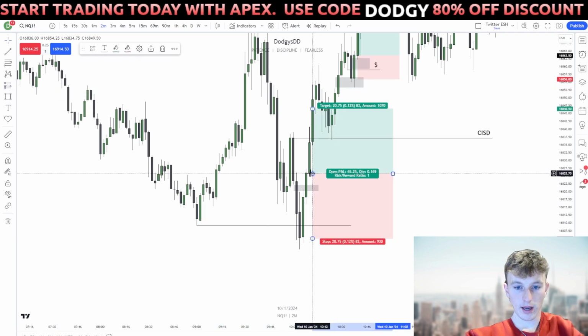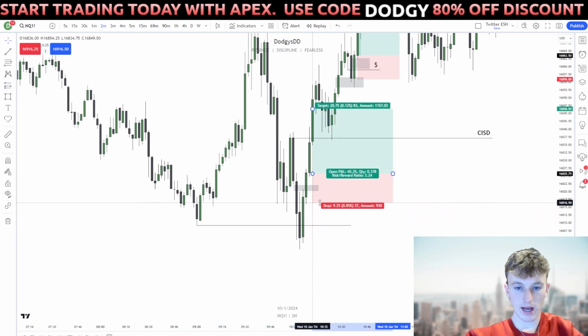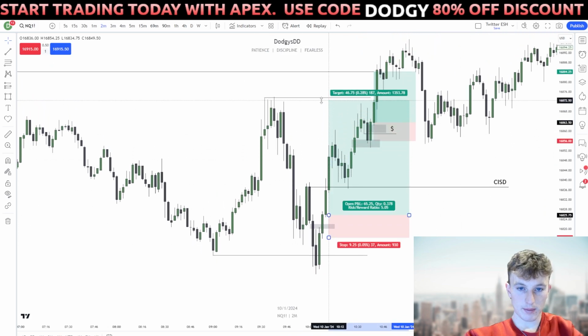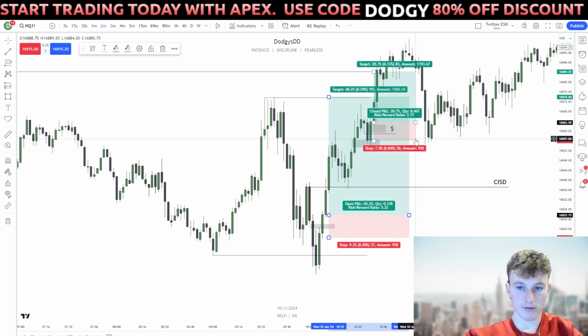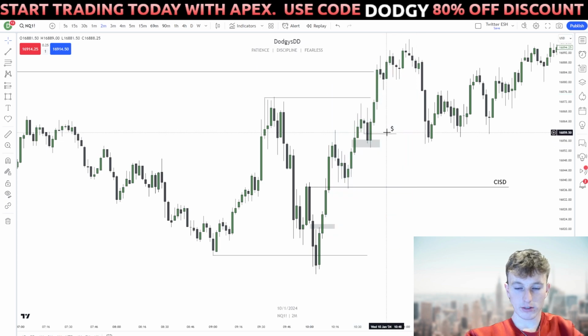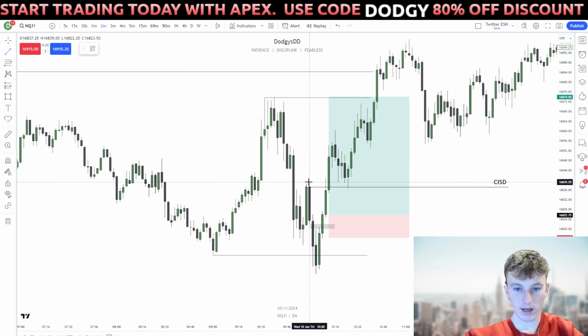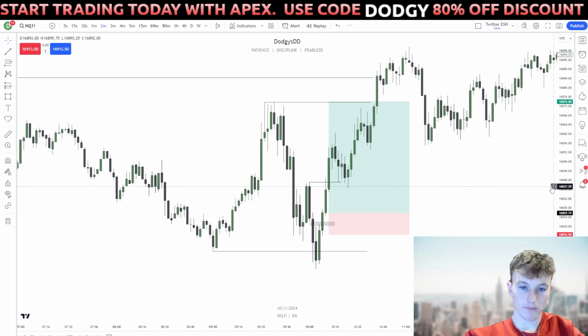Again, my entry would have been the close, stop loss a close beneath, and then I would have targeted probably high of day. I probably wouldn't have targeted that high if it was me, but high of day is what I would have targeted. This would have been your first scale, your first take profit right here. So that was the second play.